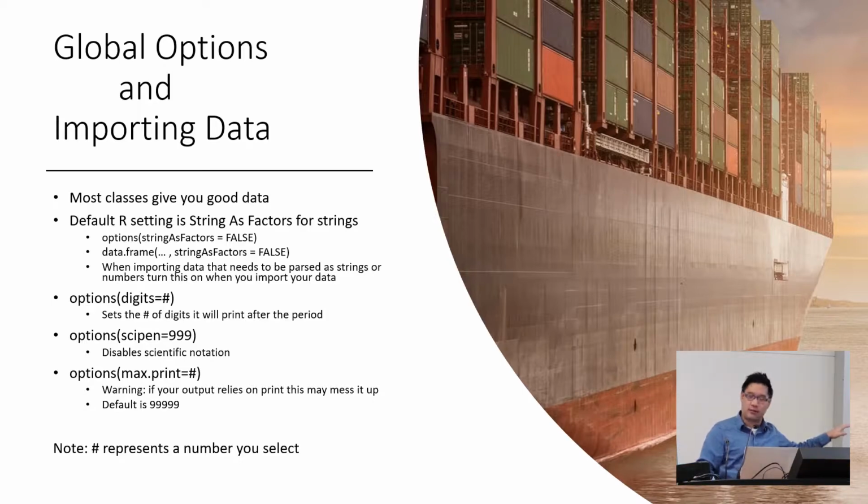These are some other options I use. options(digits = number), a number that you choose, right? Which means that after the period, so if it's 1.11 and I say the digits are 1, I only want one digit, it means it's only going to print 1.1. It's going to cut off that last one, right?